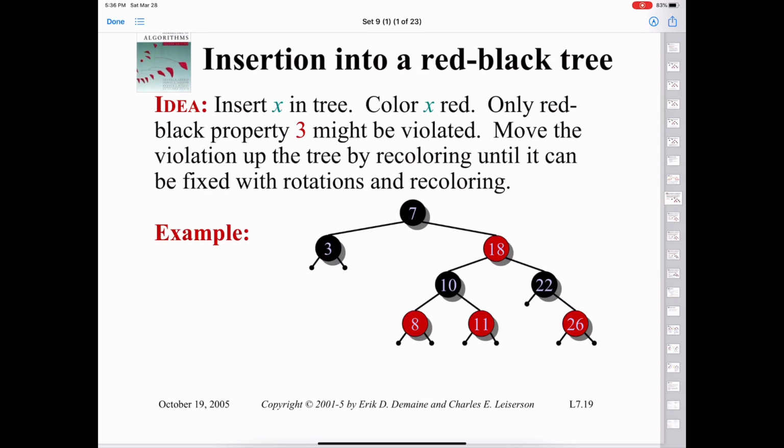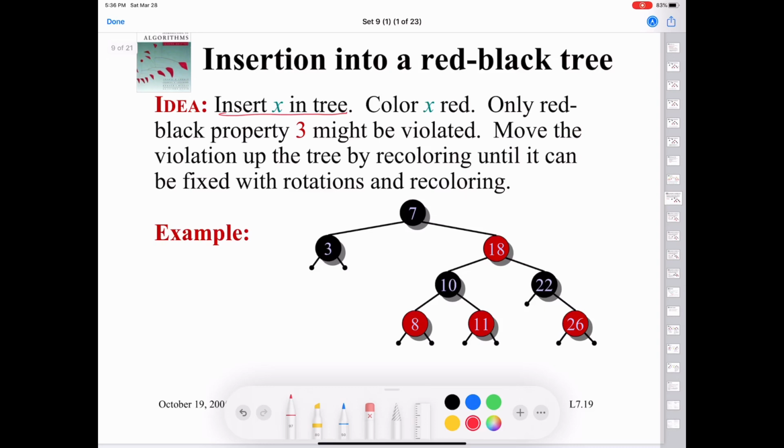Now, let's assume that you insert X in this tree. When you want to insert a node X, we would like to color the node red. Why do you want to color the node red? When you color the node red, the only property that can be violated is property 3. If you recall, property 3 is: the parent of a red node has to be black. That is the only property that can be violated.